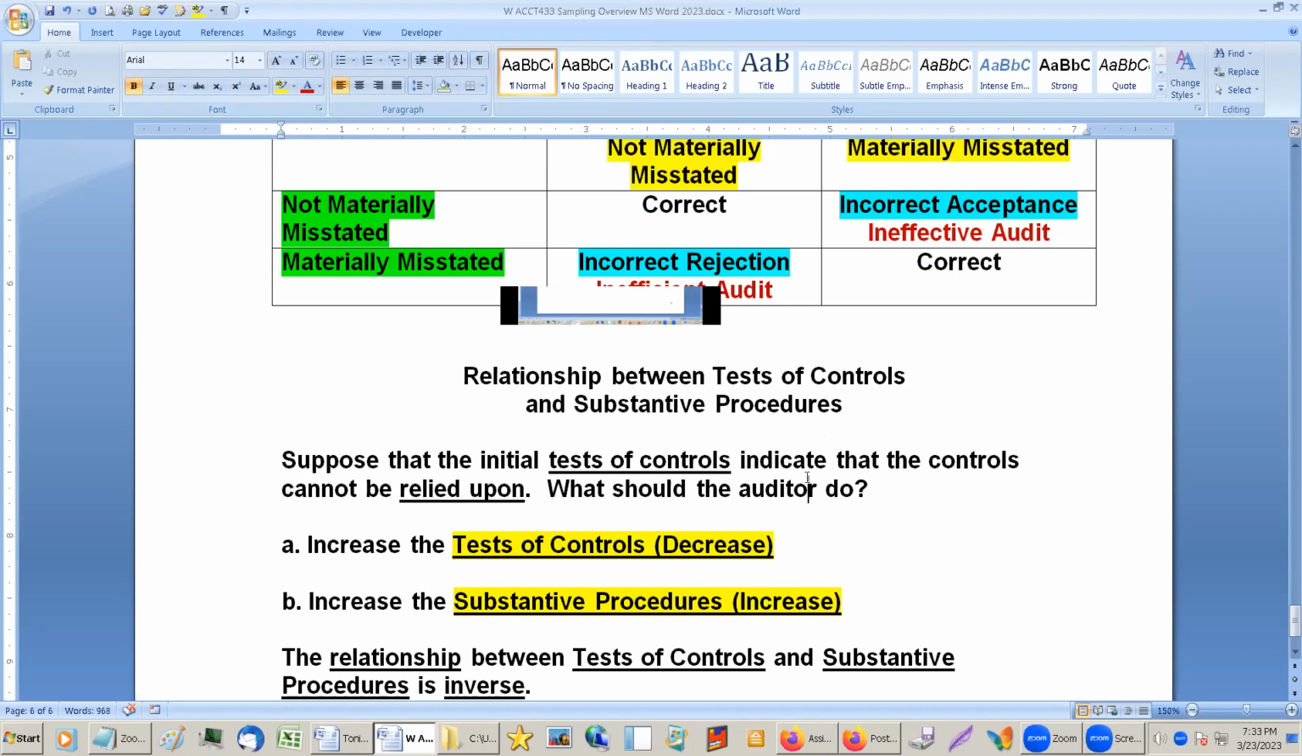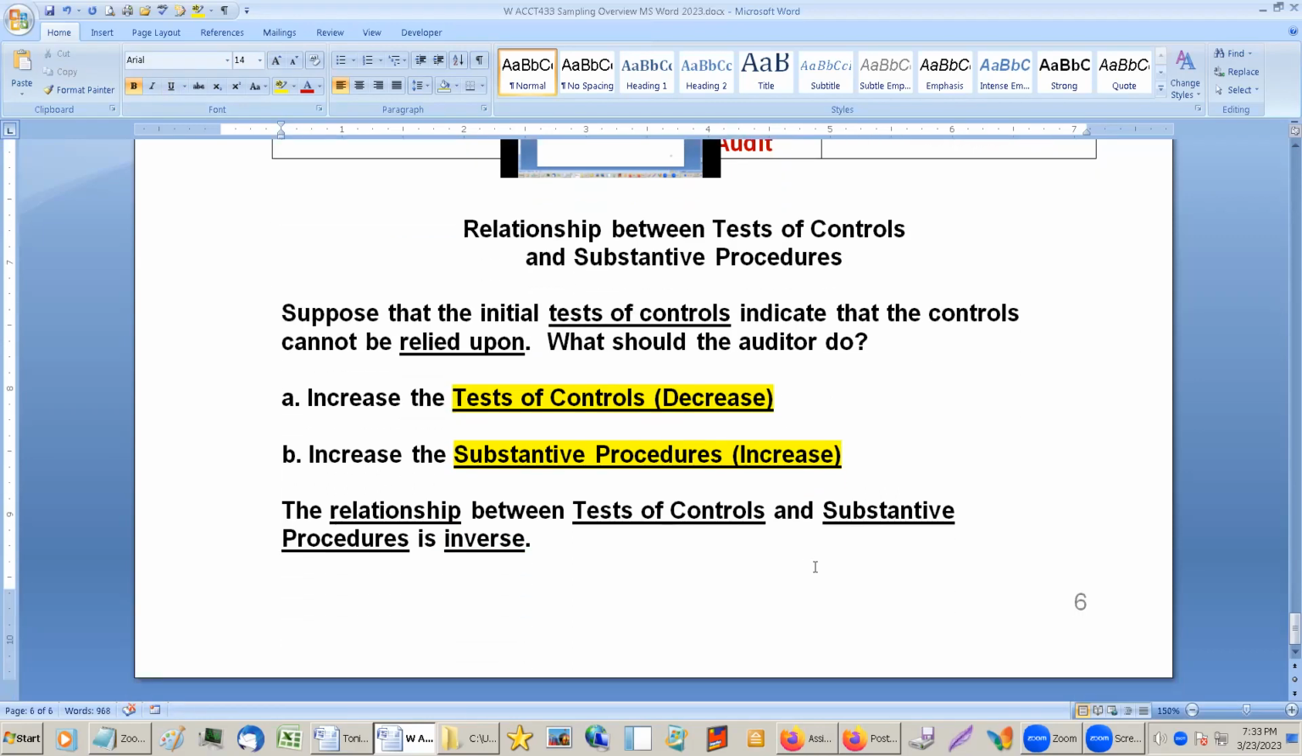Now, if you're doing tests of controls and they seem pretty good, like you can rely on them, you'll do more tests of controls and fewer substantive tests. If you can rely on the controls, you say, okay, these controls seem like they're working pretty well, and everything we've gone through looks like they're doing what they're supposed to do. We don't need to do as much substantive testing. Instead of grabbing 300 items, maybe we'll grab 180 items or something like that. We can actually decrease the amount.